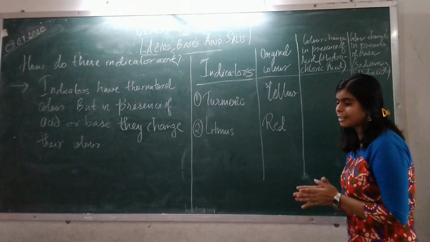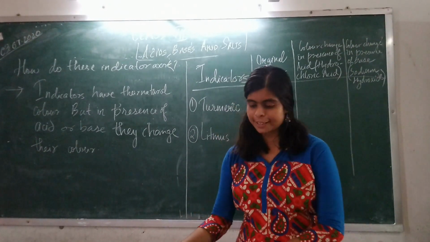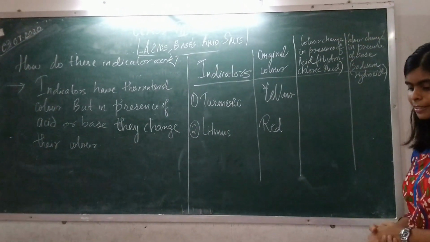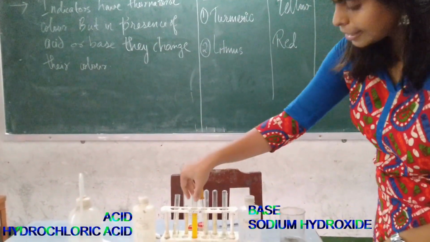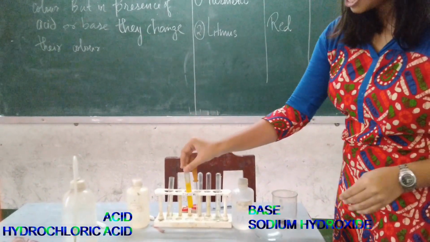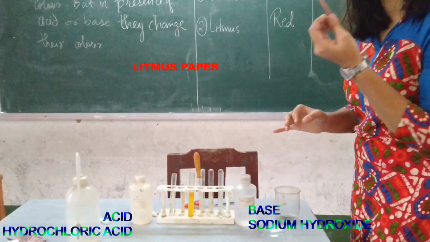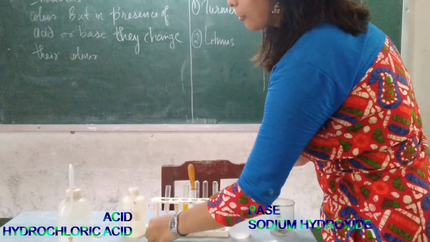Now to understand how these indicators work, let's do some activity. As you can see, on the table I have arranged some chemicals, here is a base and here is an acid. This is turmeric, which I have shown as a natural indicator, and this is a litmus paper, also an indicator. Now we will see what color they change in presence of acid and base.